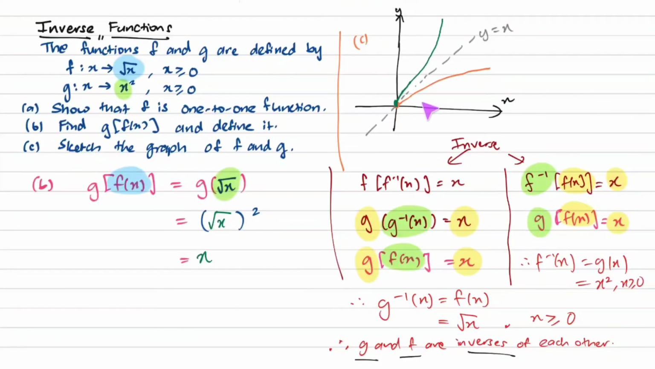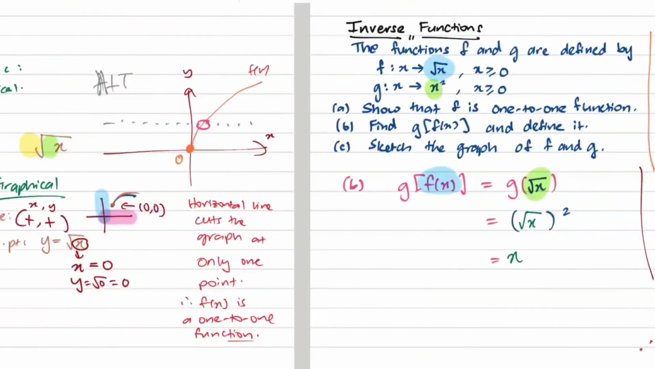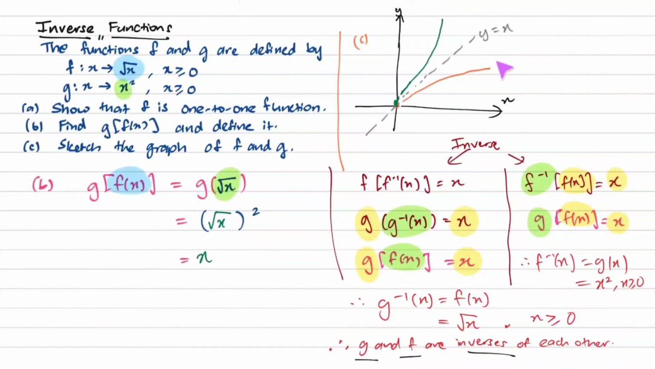The orange graph that I have drawn comes from the function f graph, which is also equal to the g inverse. And then the green line graph is the inverse of the f function, which is the f inverse. So this is also equal to the g function. And we have answered question C, which is sketching the graph of f and g.